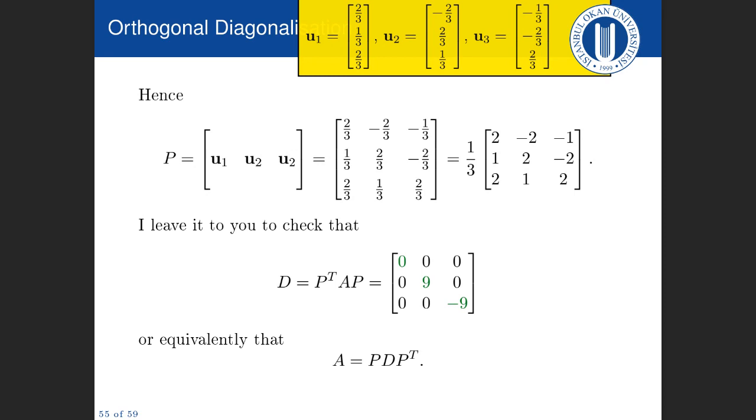I'm going to leave it for you to check that this is the right matrix. If you calculate P transpose AP, you will get this diagonal matrix where the entries on the main diagonal are the eigenvalues of A.